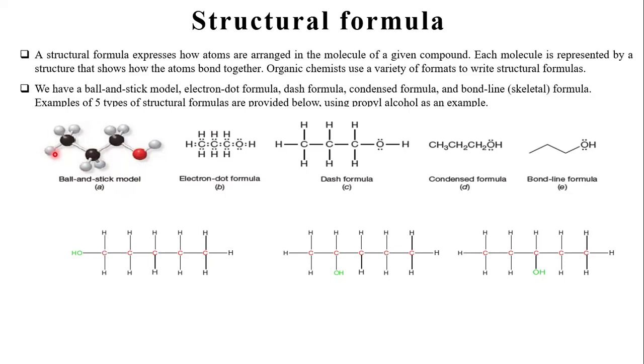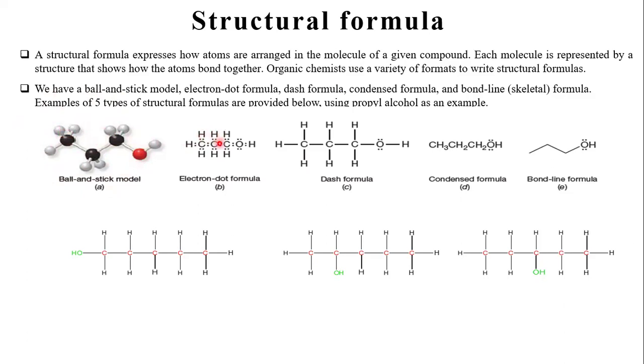3D models can be drawn through a variety of conventions, including wedge and dash notation, which indicate how bonds are oriented in 3 dimensions. The chains of atoms in the ball and stick model more accurately represent the actual shape of the molecule. So the first one is the ball and stick model. The black round color here represents carbon, the red represents oxygen, and the white represents hydrogen.